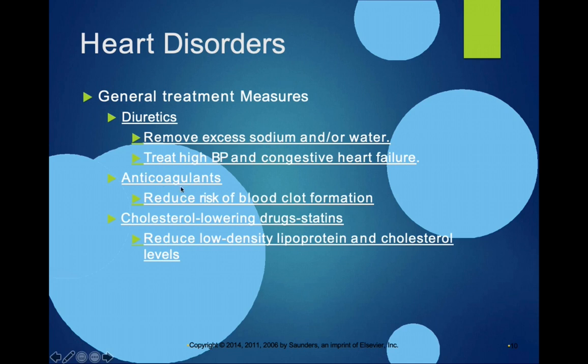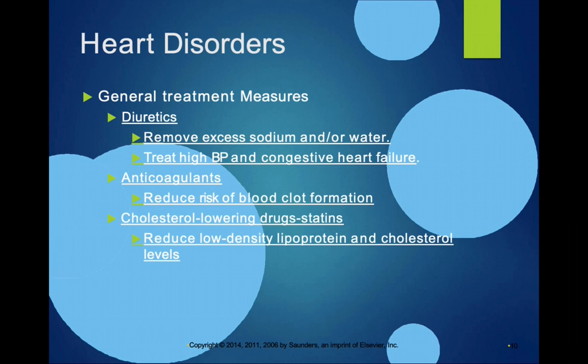Anticoagulants. These reduce the risk of blood clot formation, right? Anticoagulation. Heparin, warfarin, aspirin, high-dose garlic, vitamin E, red wine, resveratrol. These all have anticoagulant capability. I'm not saying to do all those things at one time. It's excessive, but they all thin the blood. Let's put it that way.